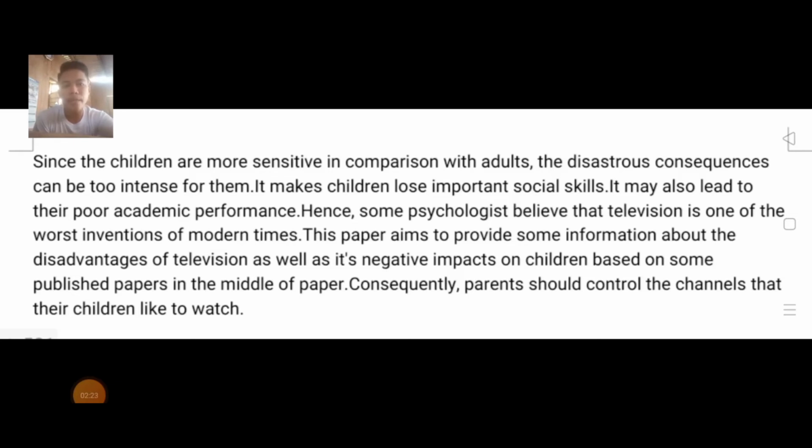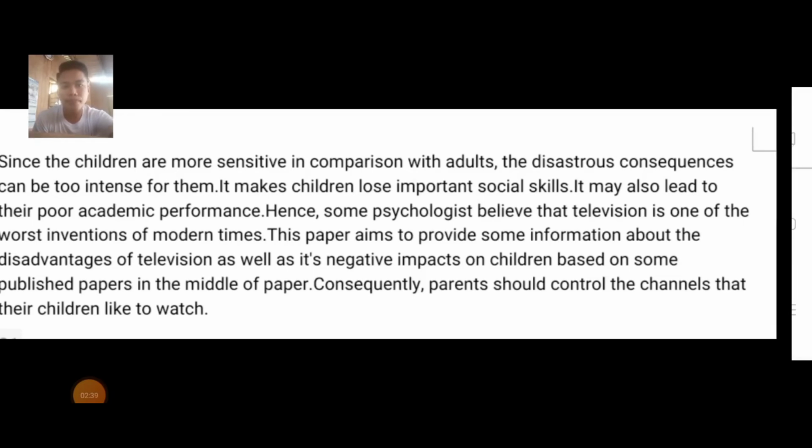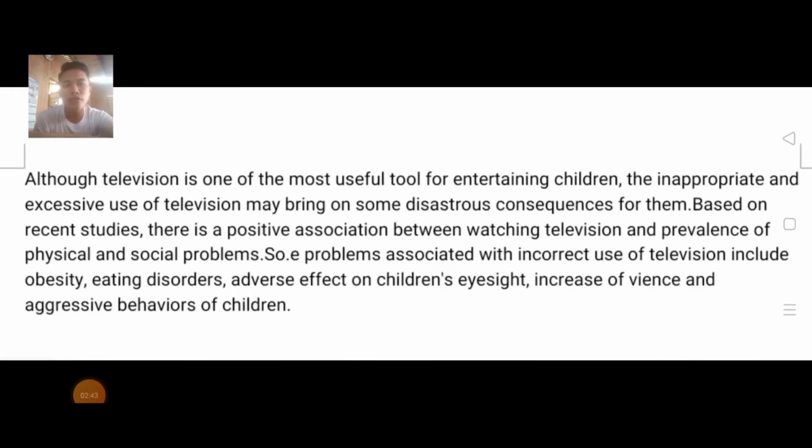This paper aims to provide some information about the disadvantages of television, as well as its negative impacts on children, based on some published papers. Consequently, parents should control the channels that their children like to watch. Although television is one of the most useful tools for entertaining children, the inappropriate and excessive use of television may bring some disastrous consequences for them.